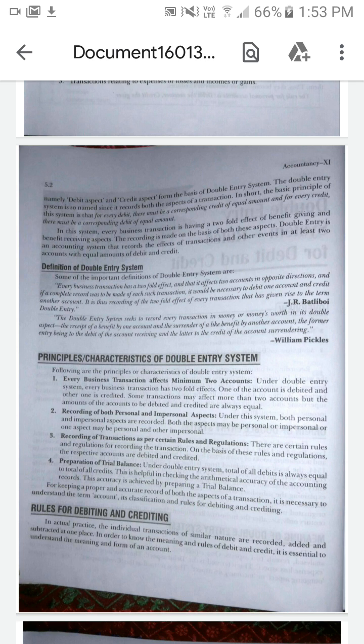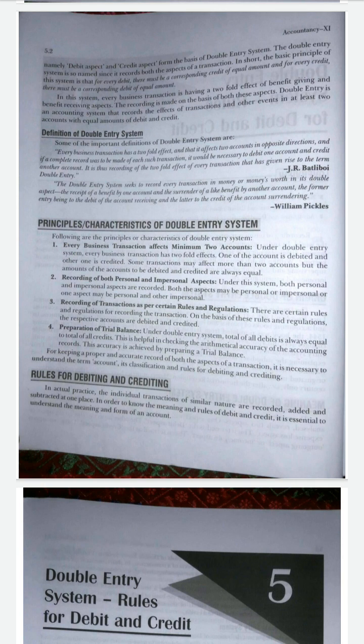First step is journal entries, and from the journal entries we will post the entries into the ledger. For each ledger account we will prepare the ledger account and take the closing balance. The closing balance amount will be transferred to the trial balance. This is the base. Next we are going to study the rules for debiting and crediting, the important rules of debiting and crediting.